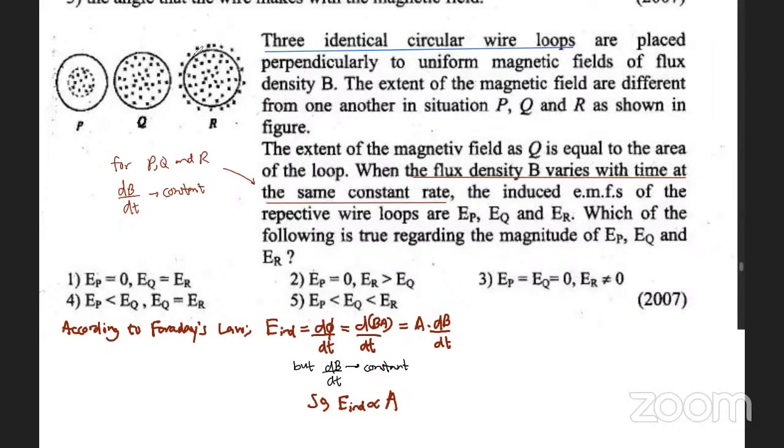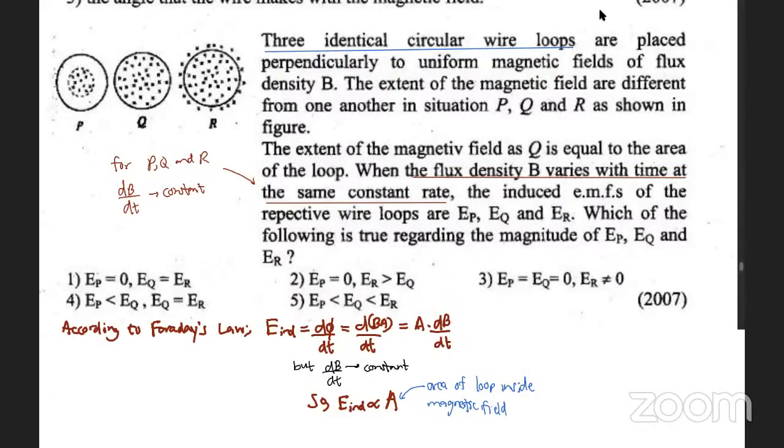So now we have to compare this area here. The area here is not the area of the circular loop. It is the area of the loop inside the magnetic field, that is, the area of the loop intersecting the magnetic field.